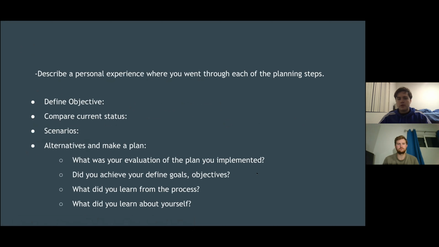So, describe the personal experience. My objective was, my freshman year, I wanted to get a 4.0. Compared to my current status, I had nothing because I was starting the year, so I had zero for everything. Scenarios: I thought of different scenarios, such as my teacher getting sick, or me getting sick, or him or her assigning more homework than I was expecting. All these different scenarios could affect my GPA.